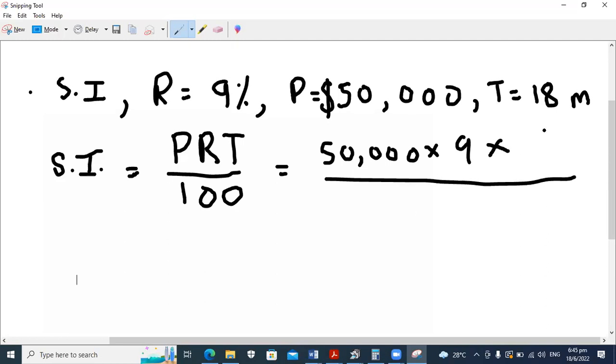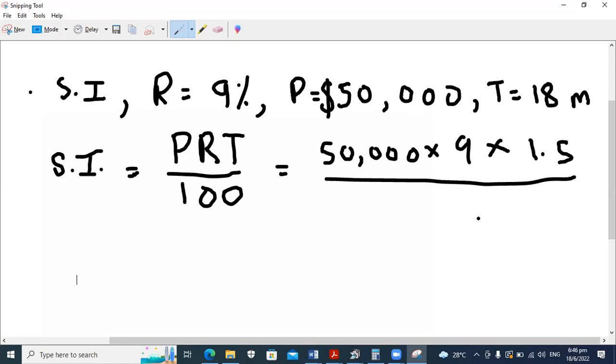So here's the tricky part. Time is always in years. So what is 18 months in years? 12 months make a year, right? So what we have to do is divide by 12. So it's 18 divided by 12. What's 18 divided by 12? 1.5.